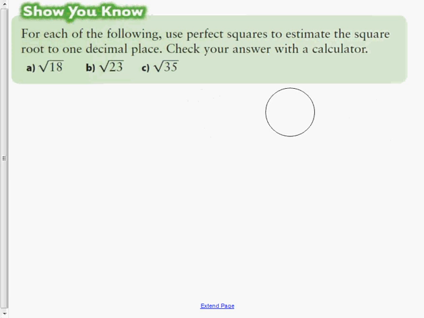But the ones that we have here in the examples, the square root of 18, 23, and 35, are what we call non-perfect squares. They are irrational numbers, meaning I cannot represent them with a terminating decimal or a whole number or even a repeating decimal.